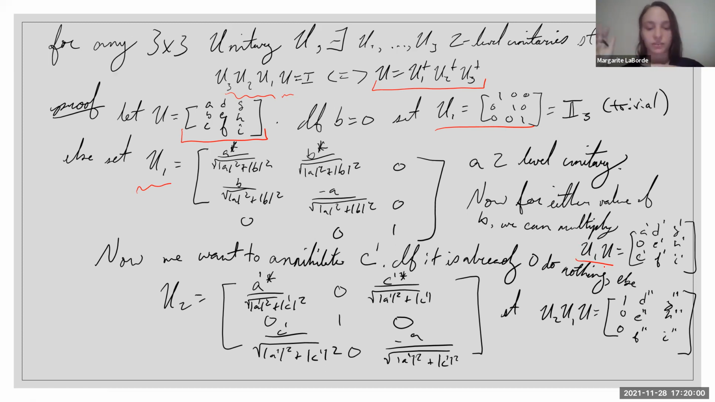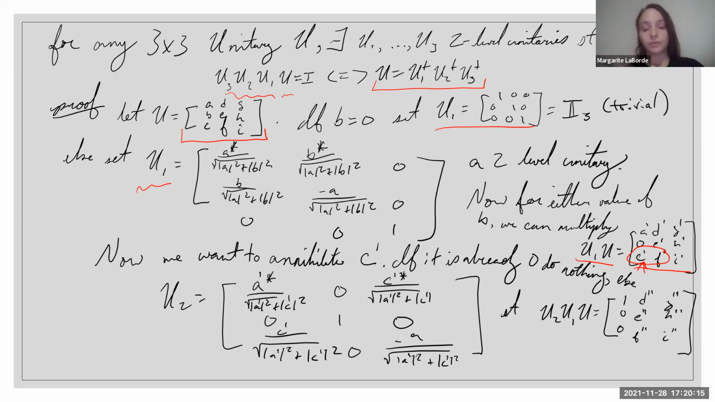And then we re-index all of our new numbers. We don't really care what their values are, but we have this new unitary that we're working with. And now we're trying to, again, turn this lower triangle into zeros. So we're going to eyeball these two, and we're going to start with C. And we're going to do the same thing.